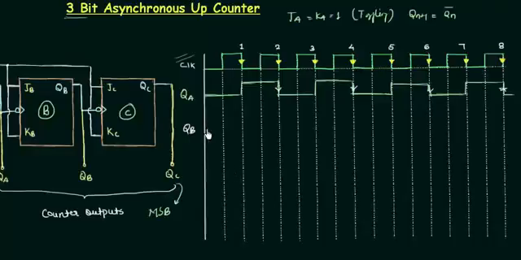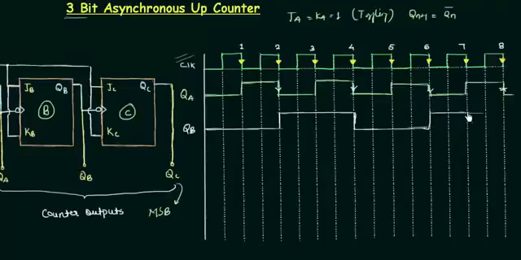So let's do it. It is low initially and it will remain low for the first falling edge, which is this one, and the toggling will be there making it high up to the next falling edge, and again it will go low because of toggling for this falling edge.